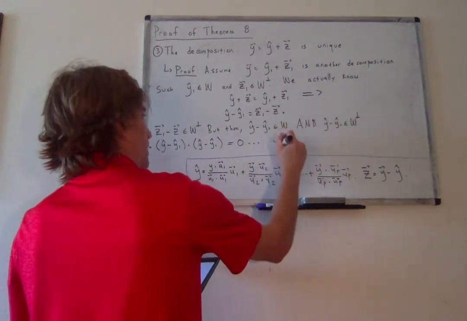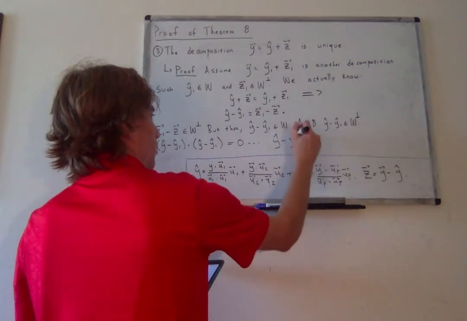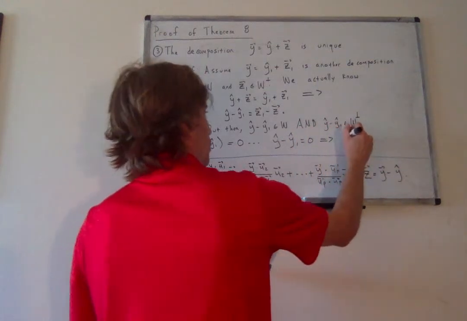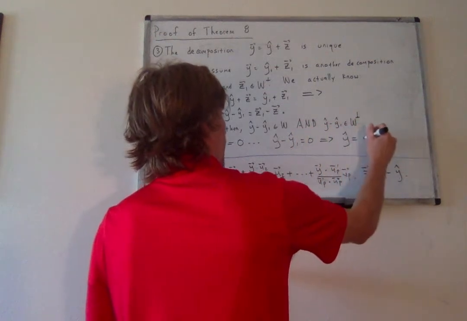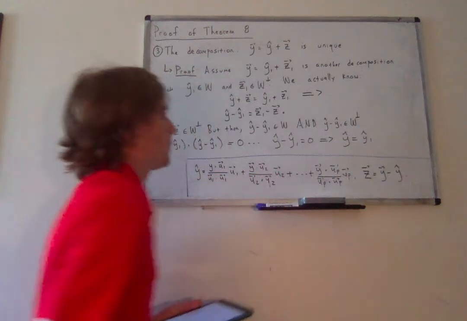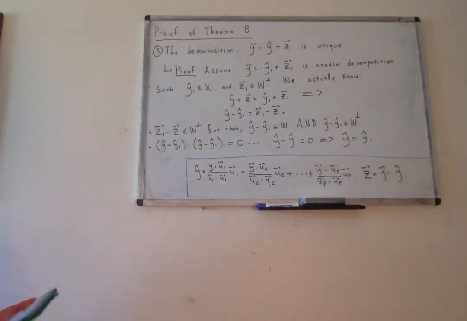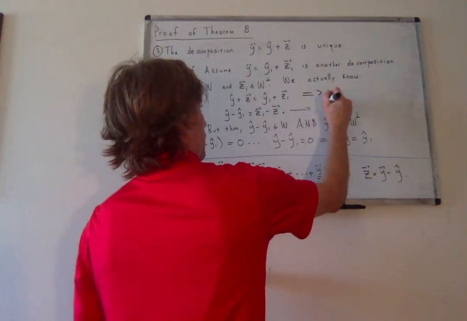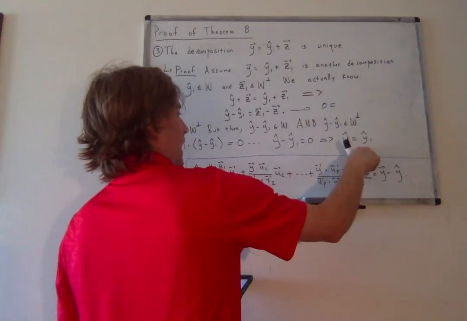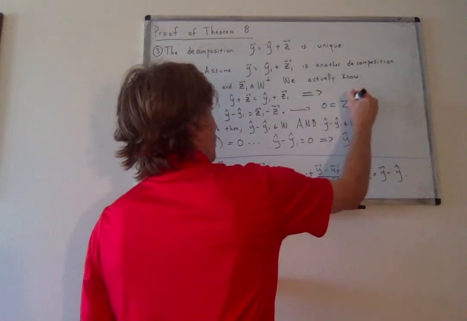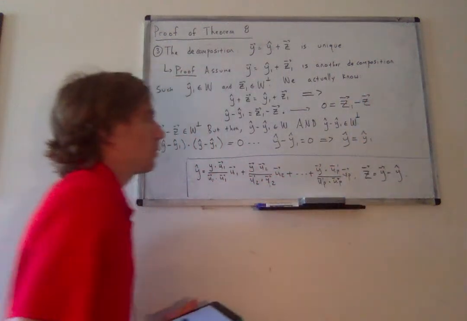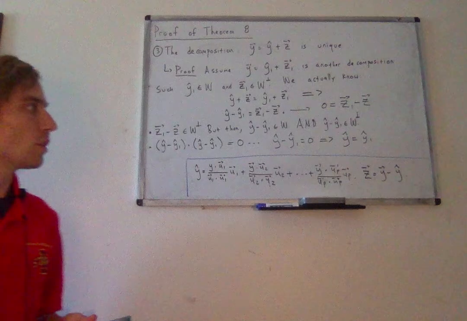But as we've already seen, this means that y hat minus y1 hat is equal to 0, which means that y hat is equal to y1 hat. And so then you could end up showing that z1 is equal to z because, since y hat is equal to y1 hat, this means that z1 minus z is also equal to 0, meaning that z1 is also equal to z.